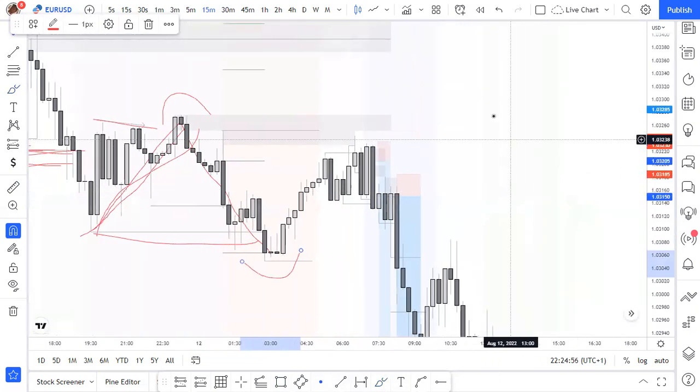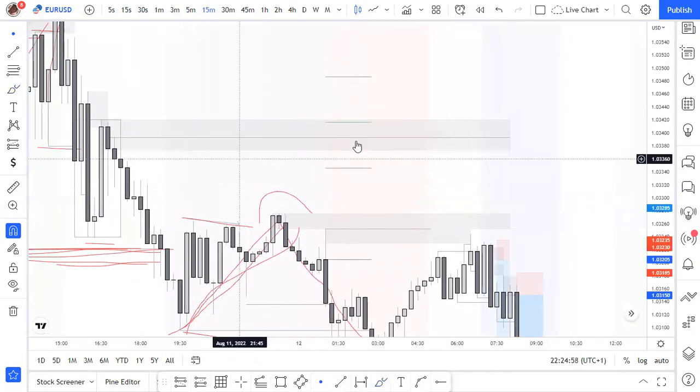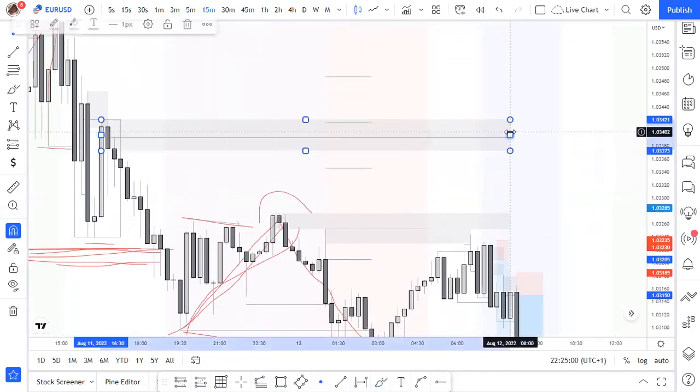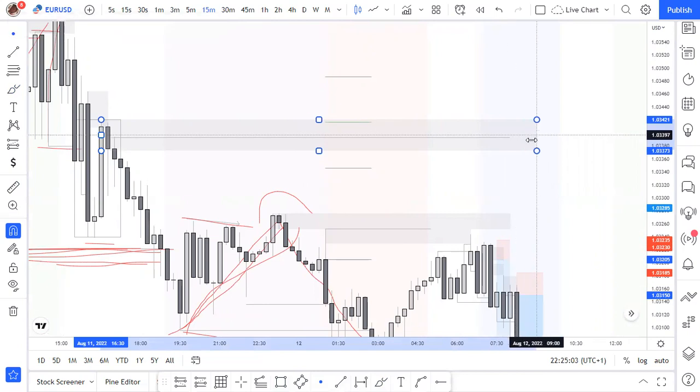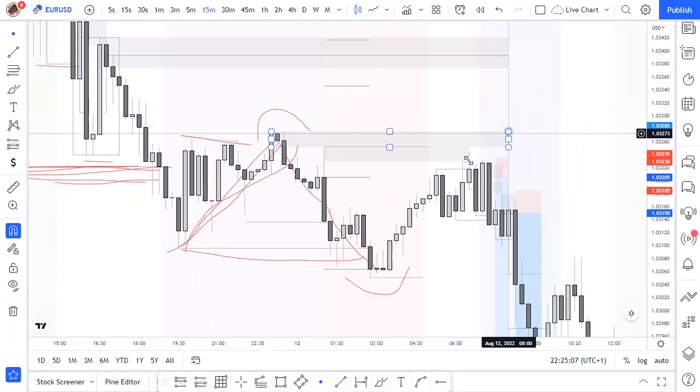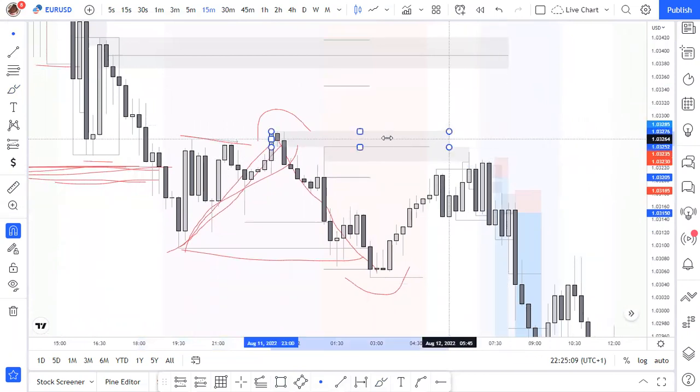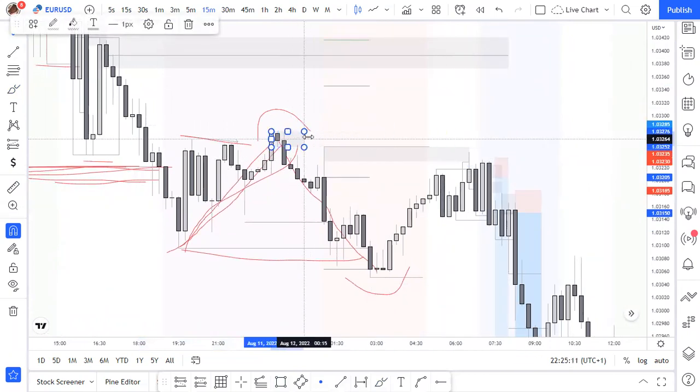And again, I was also looking at this as a potential sell area for me. If price pushed up into this, I would have taken a sell. And I also had this particular zone here, this inside bar candle here.